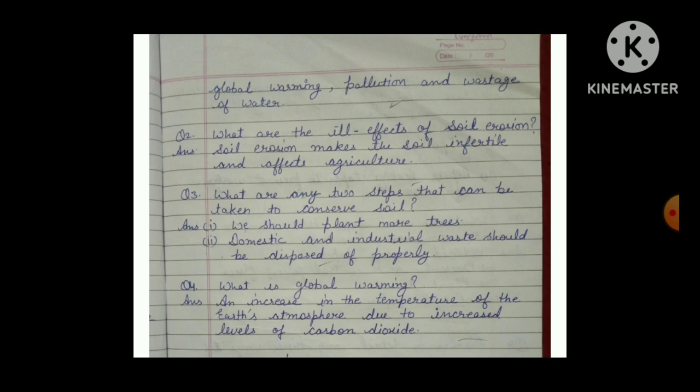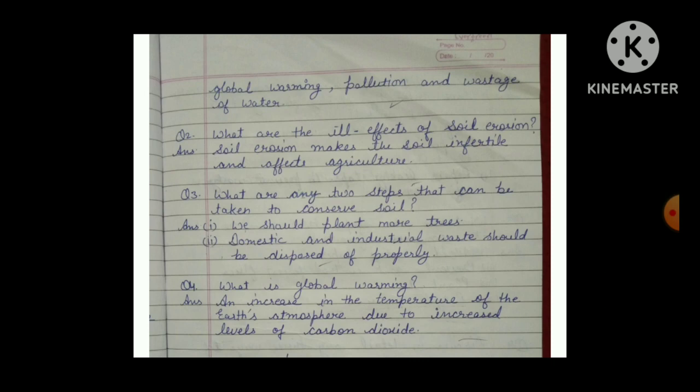Now question number 2, what are the ill effects of soil erosion? Ill effects means harmful effects of soil erosion. Answer is, soil erosion makes the soil infertile and affects agriculture. Infertile means not able to grow strong healthy plants, and agriculture means keeping animals and growing crops for food.